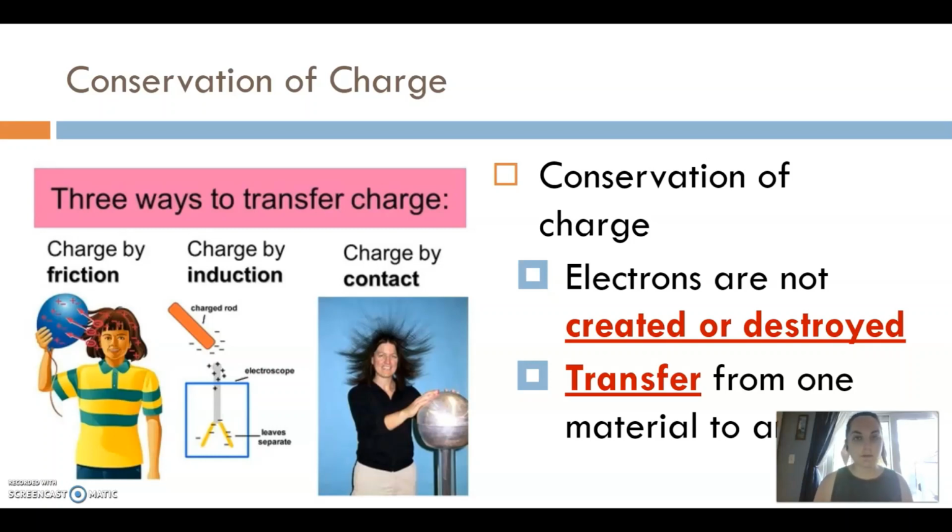Again, this is similar to our ideas of energy, right? We can't create nor destroy energy. We can only transfer energy. And so when we are looking at how we can transfer these charges, what we're really focusing on is the movement of our electric charge. There are 3 ways in which we can do that. We can charge things by friction. We can charge things by induction. We can charge things by contact.